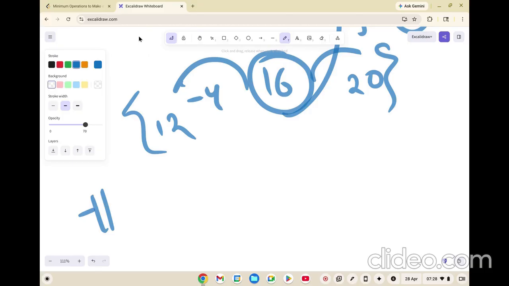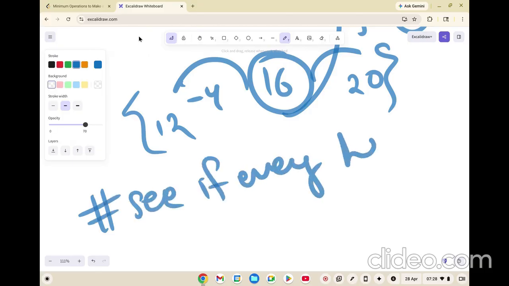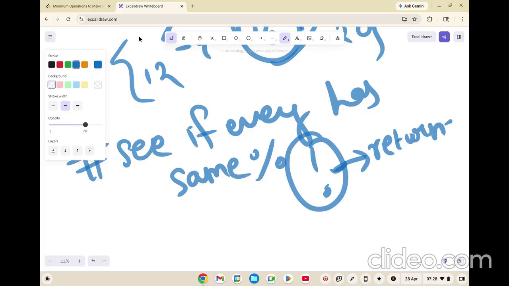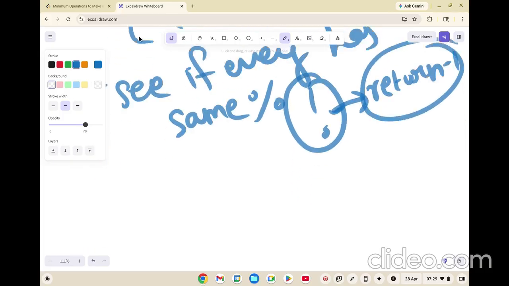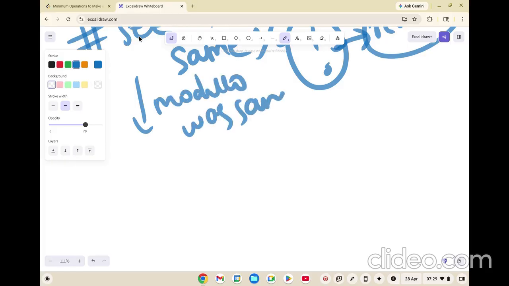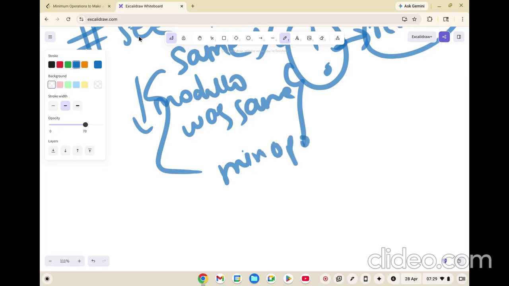So the first step is to see if every value has the same modulo, right? If not equal, then you will simply return a -1. I hope it is clear why the modulo of x for every value should be the same. Now if the modulo is the same, then what you need to find is the minimum number of operations. Now how will you find the minimum operations?